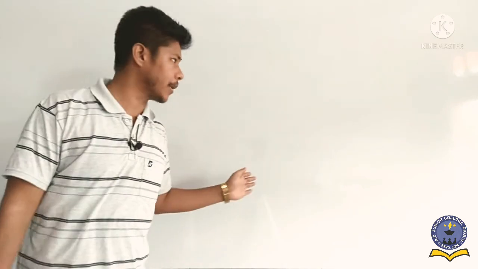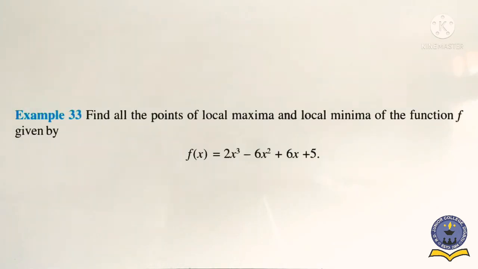If you see, the example is given in this way. The question is: find all the points of local maxima and local minima of the function f given by f(x) equals 2x cube minus 6x square plus 6x plus 5. So here the question is given.